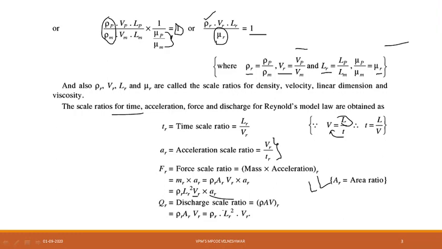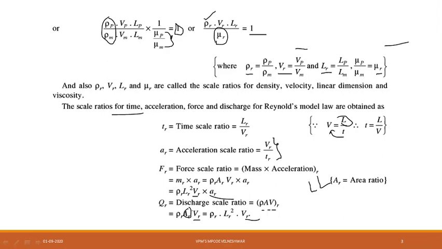So Qr is nothing but the discharge scale ratio. Here the formula is density into area into velocity, that is discharge. How can we write it here? Rho r into Ar into Vr. What is area here? Area is nothing but Lr square, that is Lr square into Vr. Generally Q is equal to AV, but here we have to consider density also, and length, area and velocity also.